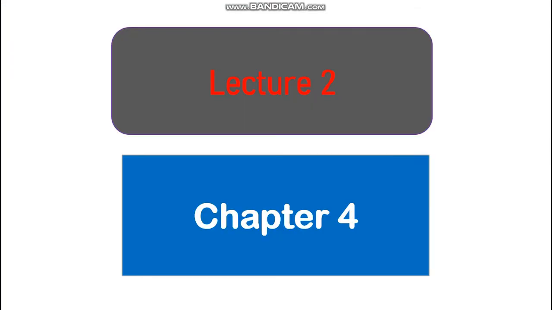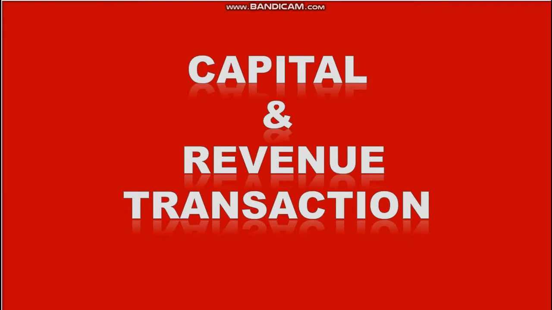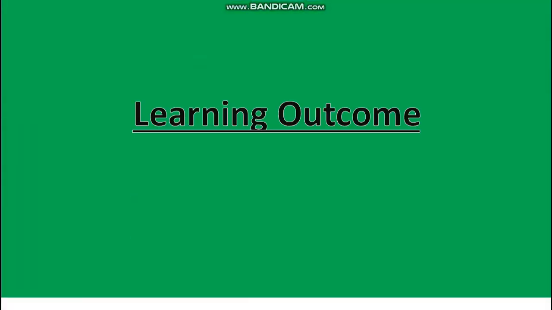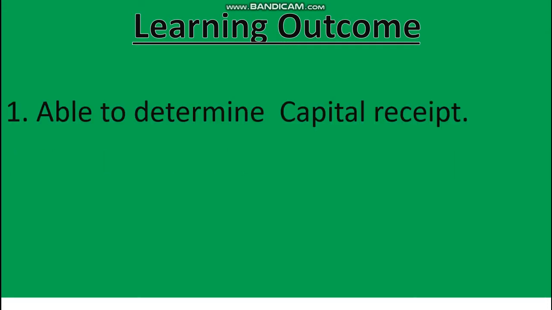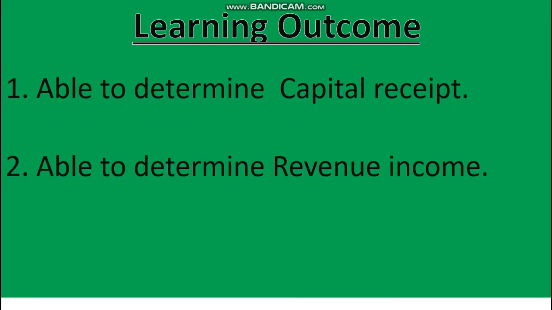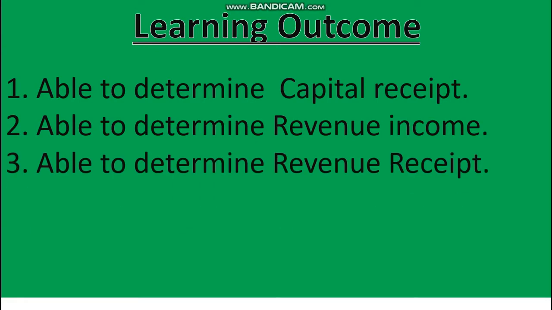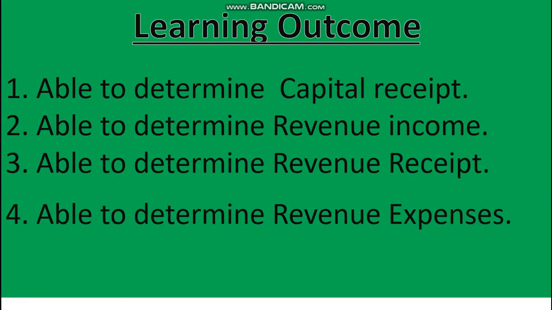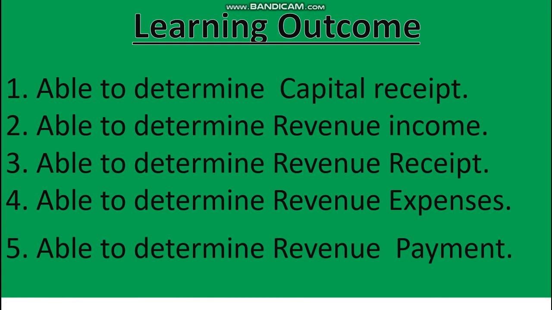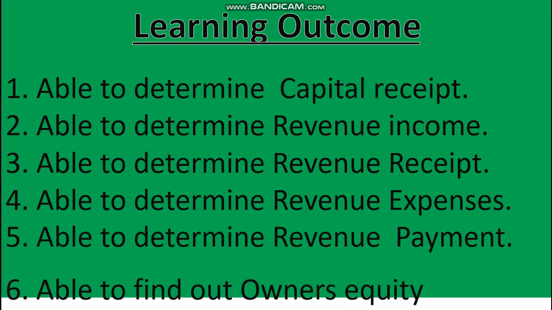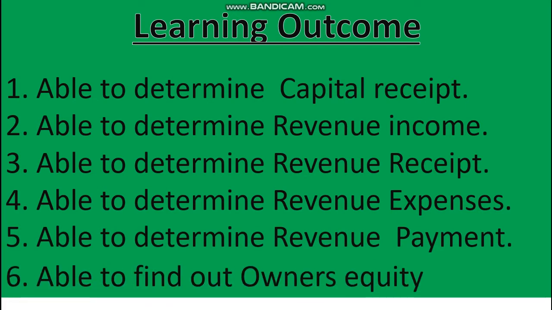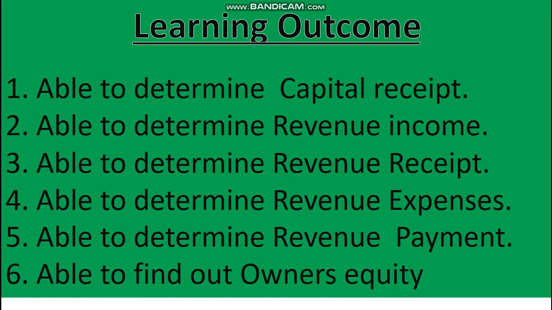Dear student, this is our second lecture on chapter 4. All of you know that this is capital and revenue transaction. At the end of this lecture, you will be able to determine capital receipt, revenue income, revenue receipt, revenue expenses, revenue payment, and we will be able to find out owner's equity.